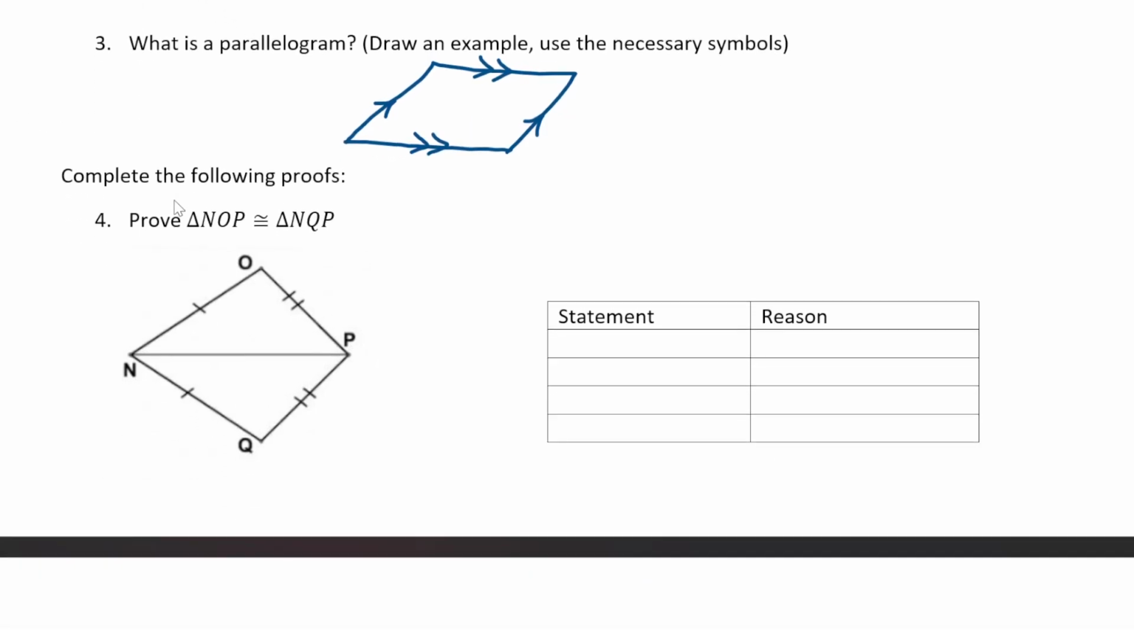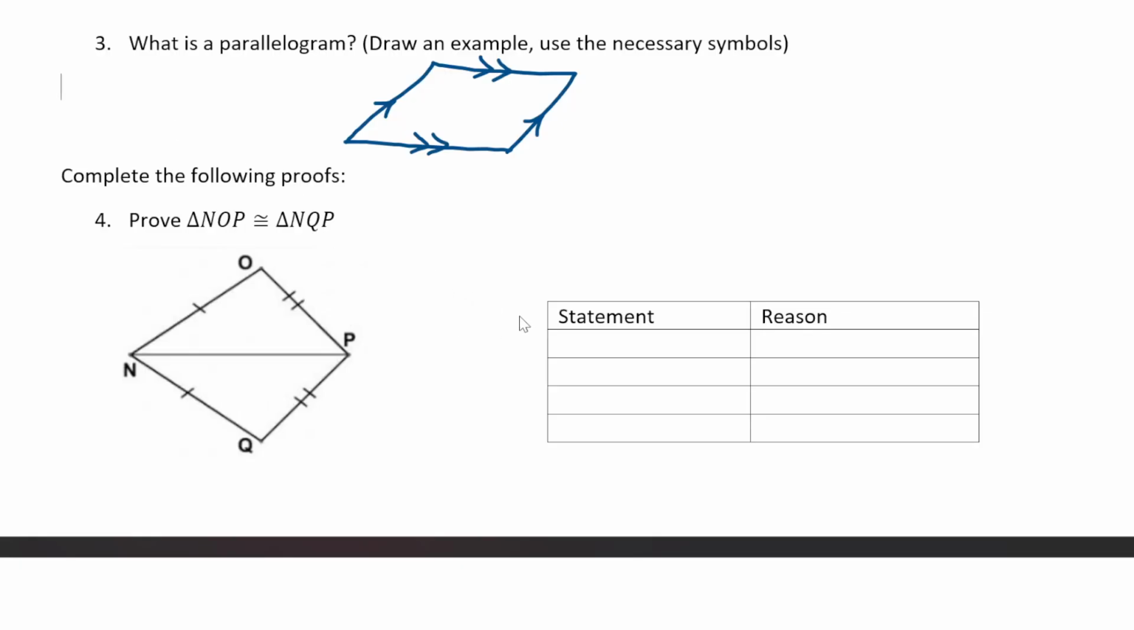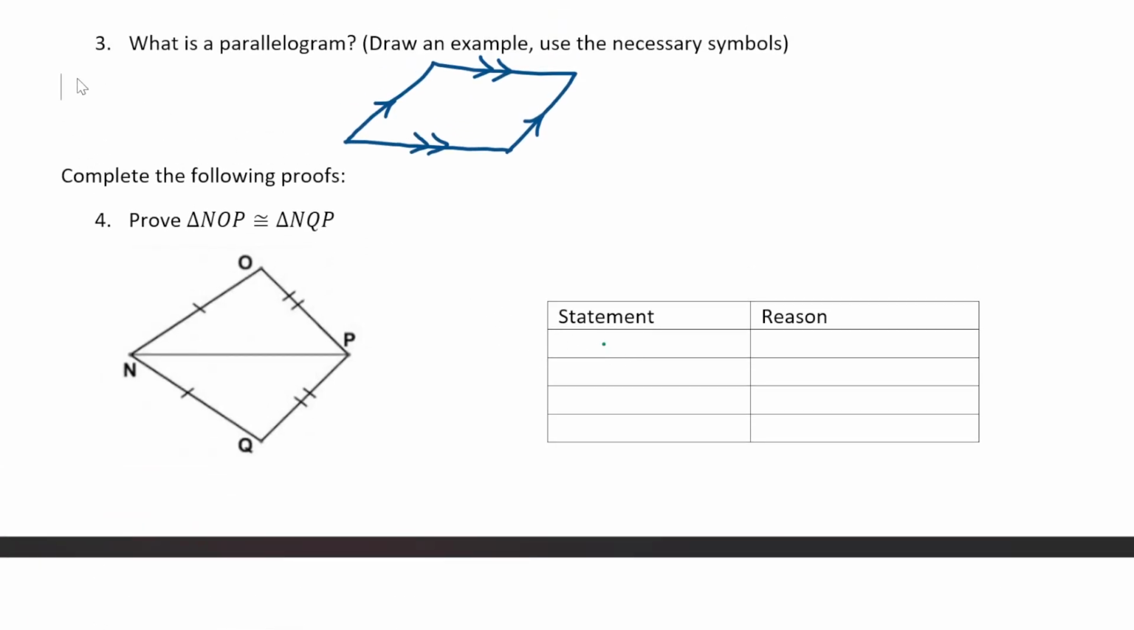With that being said, let's go to question 4. Have to complete all of these proofs. So what I'm going to do is I'm just going to write the solutions. Okay, so right here.